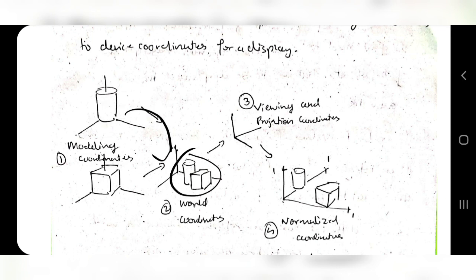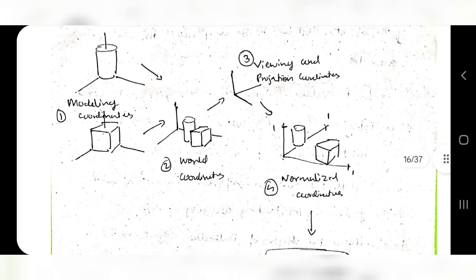This is the second step. After the world coordinate, it goes through the viewing and projection coordinates, like how to view it from different angles. That will be specified here, and after that the normalized coordinates are specified, like how much distance it is, that is normalized to 1, 1 and 1. So within 1, 1 and 1 unit, it will be specified how it looks.